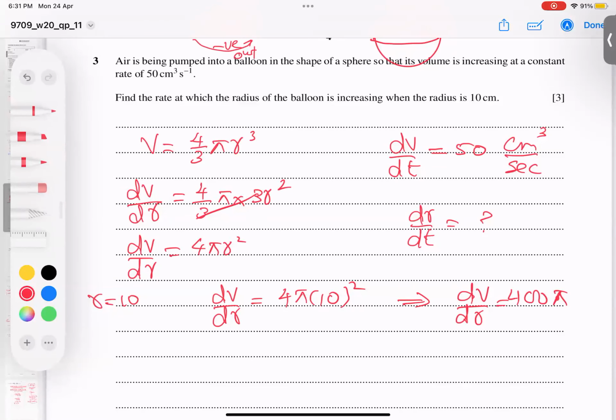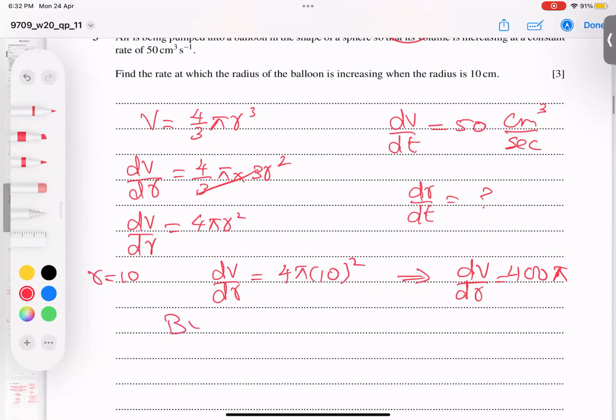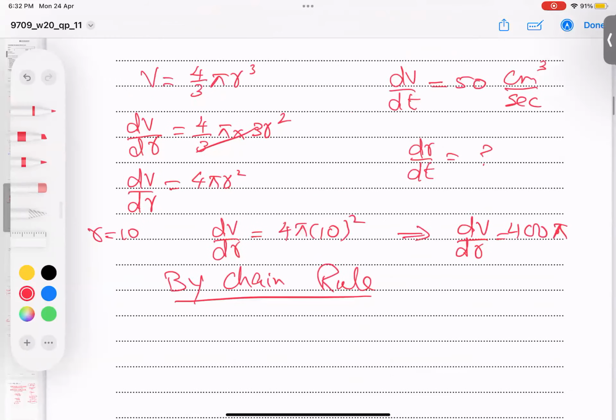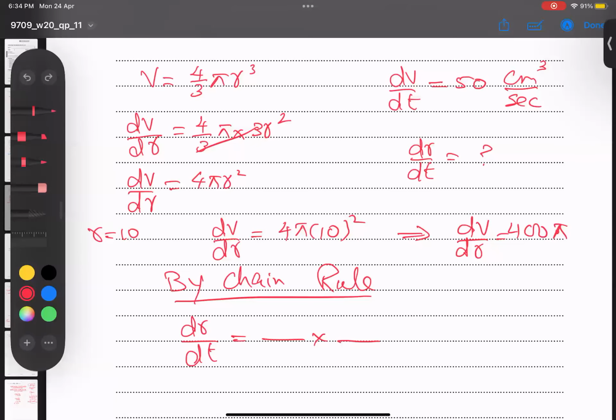Now what is my target? I'm writing here by chain rule. When more than 2 variables are involved, and especially when rate of change questions come, we always apply the chain rule: dr over dt. So write 2 fractions always. This comes first as the numerator, this goes second as the denominator. So I'm getting it easily here: dr here and dt here.